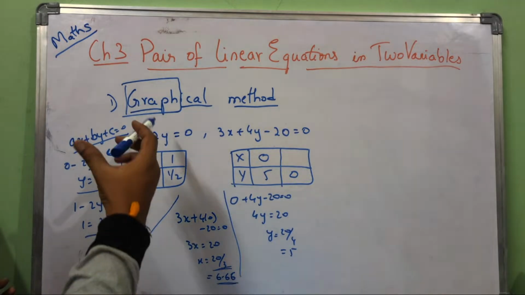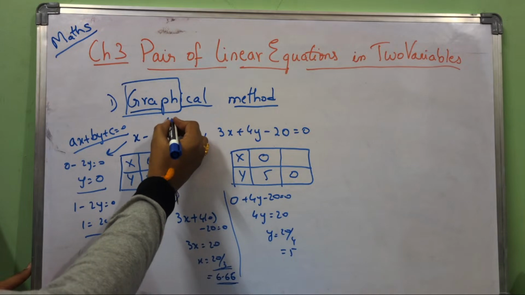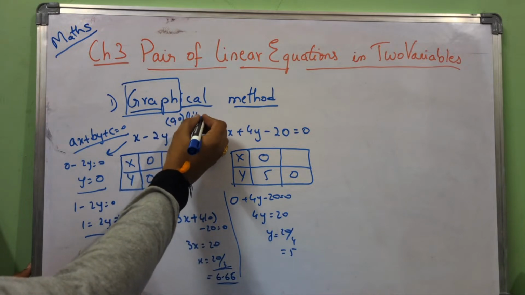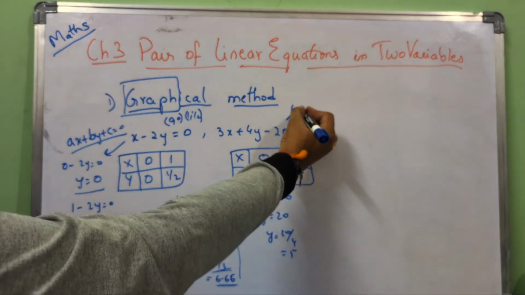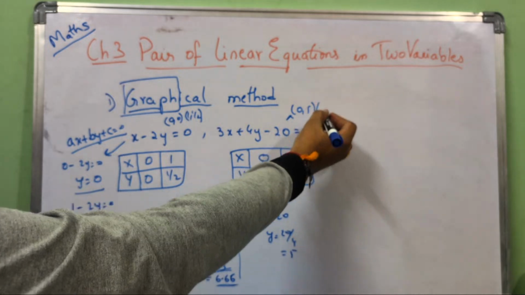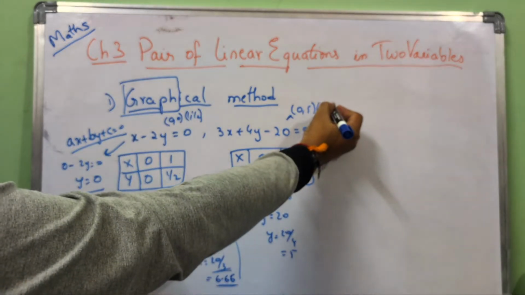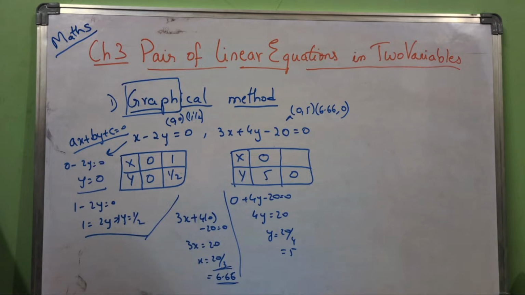So now for this equation we have 2 points, which are 0, 0 and 1, 1 by 2. And for this equation we have 2 points, which are 0, 5 and 6.66, 0 as the second point. Now let's plot it.